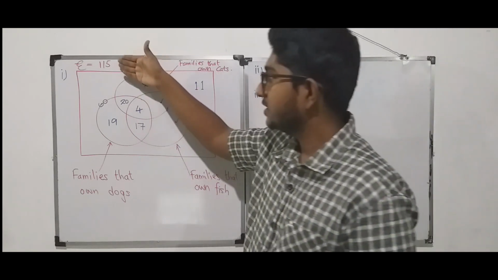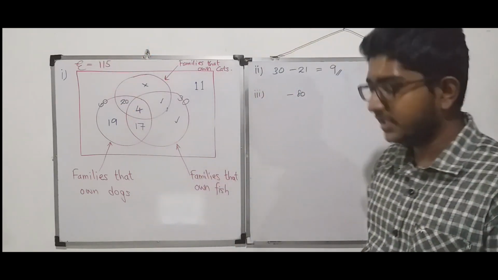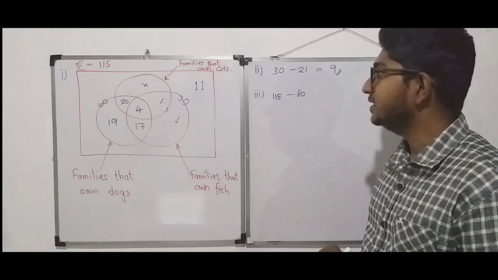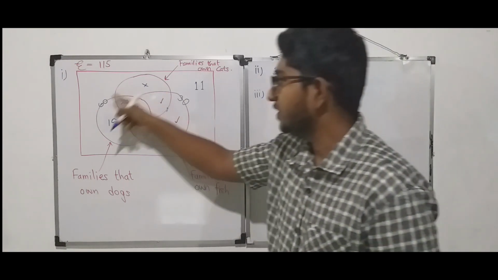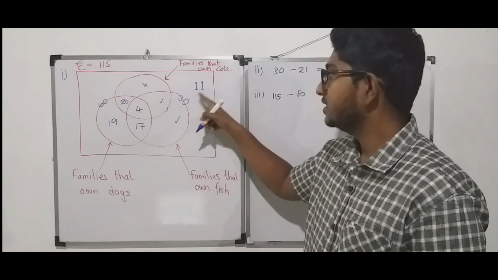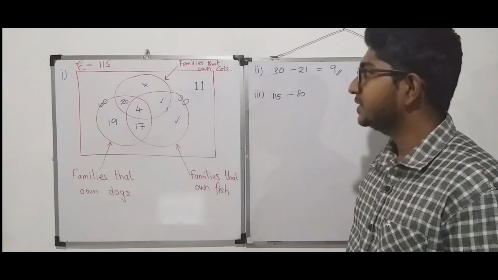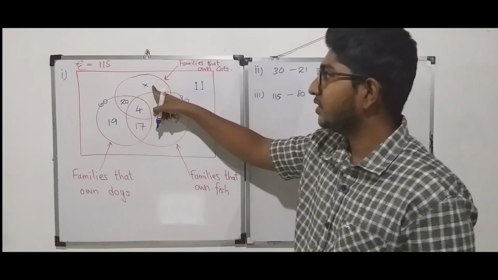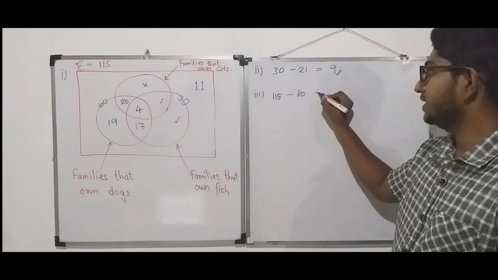From this entire 115 we have to subtract families having dogs, having fish, and not having any type. Then we get the remaining region, which is the region having only cats, that is 35.